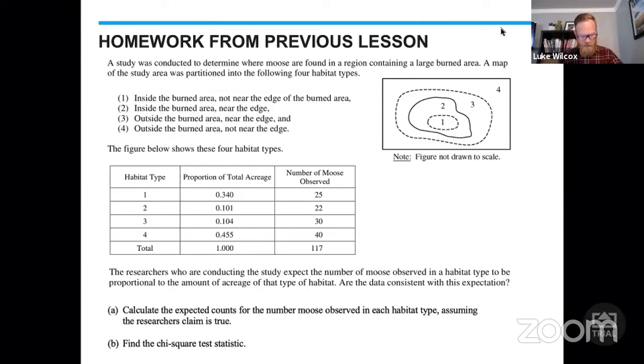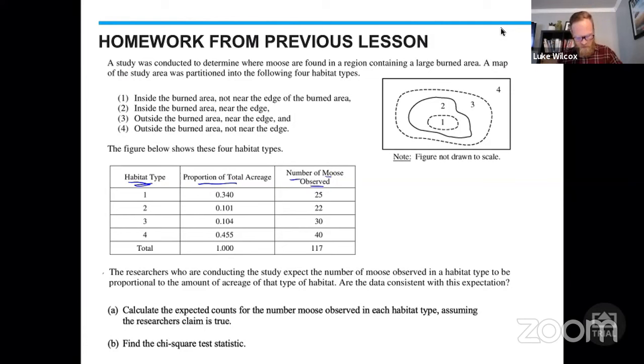So we see the habitat types listed there, 1, 2, 3, 4, the proportion of the total acreage, and then the actual number of moose observed within those particular habitat types. And then it says the researchers who are conducting the study expect the number of moose observed in a habitat type to be proportional to the amount of acreage of that type of habitat. Are the data consistent with this expectation?